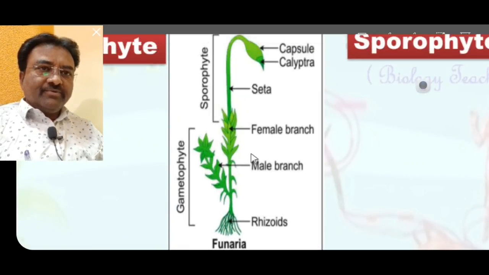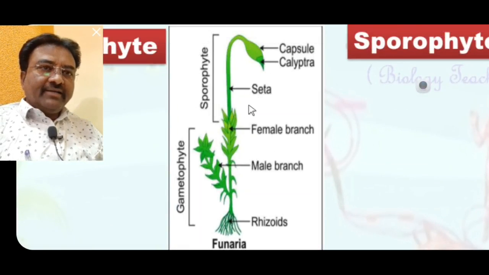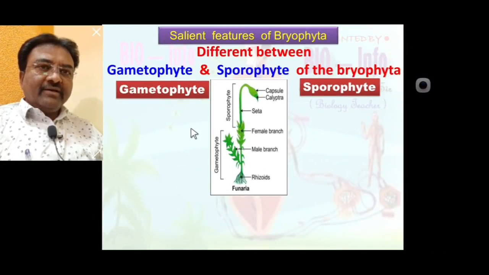So this is the sporophyte part, consisting of seta and capsule. Inside the capsule are spores, and the green leafy part is called the gametophyte. Here rhizoids, not roots but root like structures. We learn what is the difference between gametophyte and sporophyte of Bryophyta.